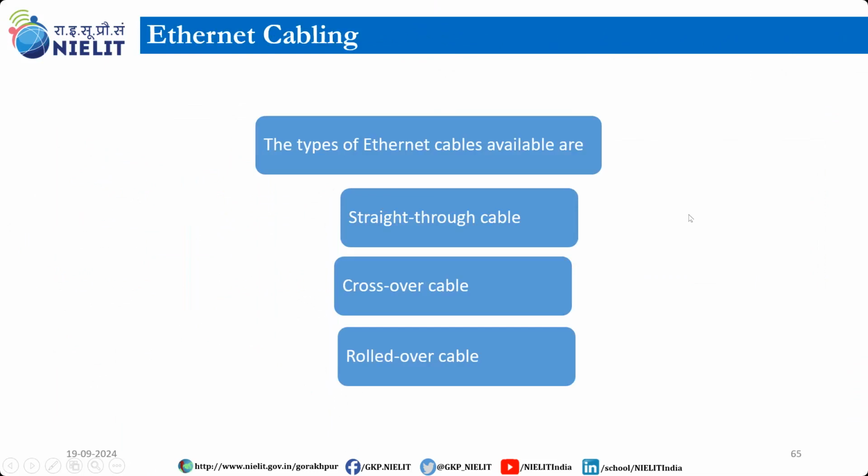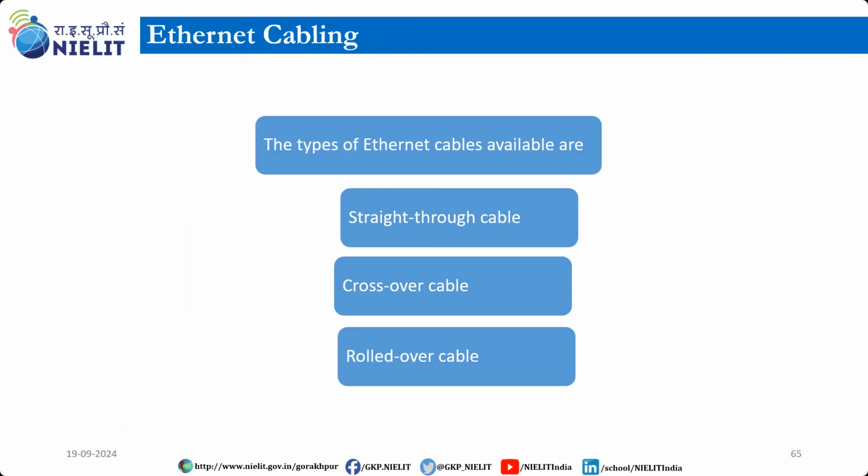Coming to Ethernet cabling. There are three types of UTP or Ethernet cabling used in local area network. Whenever we want to connect our desktop PC or laptop PC with the switch device or hub device, or sometimes with a router, there are three types of cable available in the networking industry: straight through cable, crossover cable, and rolled over cable.